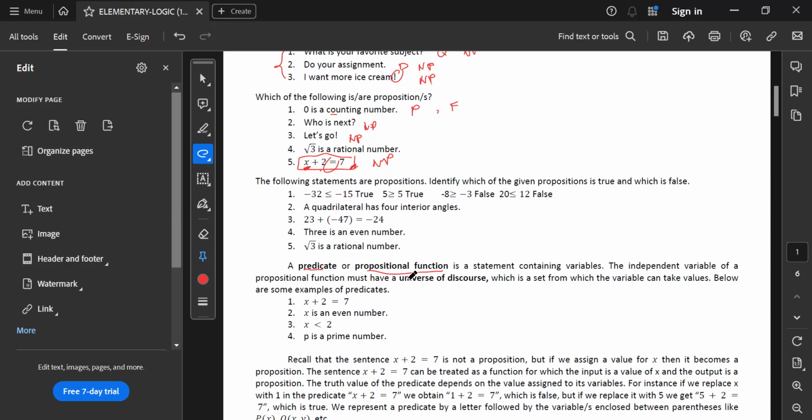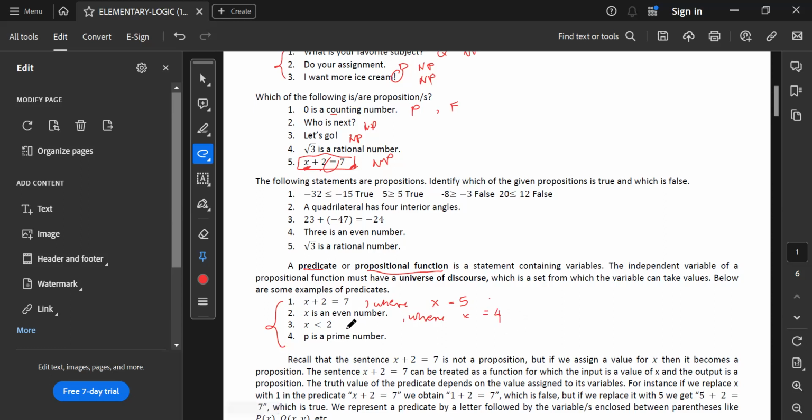For propositional functions, these are our examples: x plus 2 equals 7, x is an even number, x is less than 2, and b is a prime number. If you give the value for the variables here, for example where x is equal to 5, then it becomes a proposition, which is true. For x is an even number, for example where x is 5 or 4, then it is a proposition that is true.